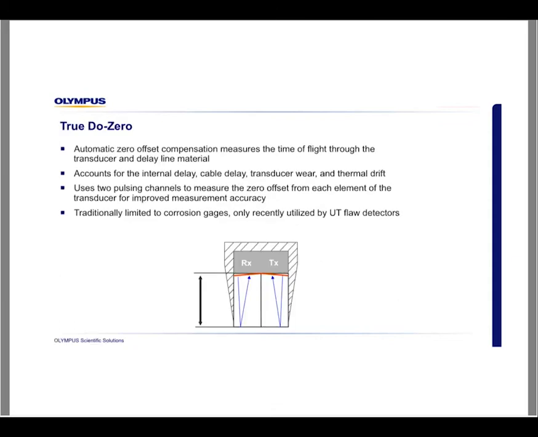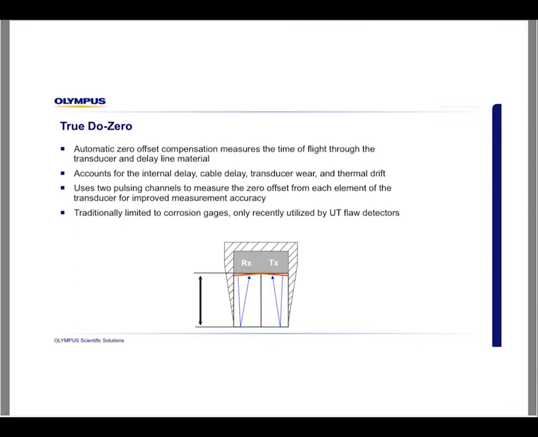So here I have a bit more on our actual do zero process. As I said, the do zero function is designed to measure the time of flight through the transducer and delay line material, and also the electronic delay, the amount of time it takes for the pulsar to send a signal through the cable, the amount of internal delay associated with the transducer pulsing, and it also compensates for any wear in your transducer dual element face.